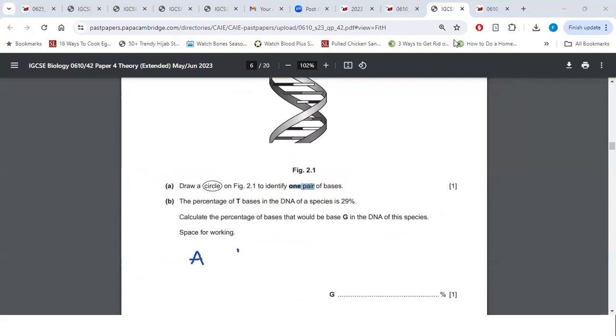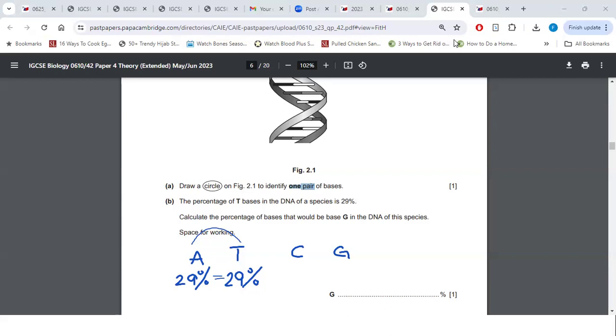We have adenine, thymine, cytosine, guanine. 29% of the DNA is thymine. Now, remember, adenine and thymine are complementary to each other, which means that the amount of thymine has to be equal to the amount of adenine, because they only make bonds and pair up with each other. So they have to be equal. If one is less than the other, then how is the DNA going to form?